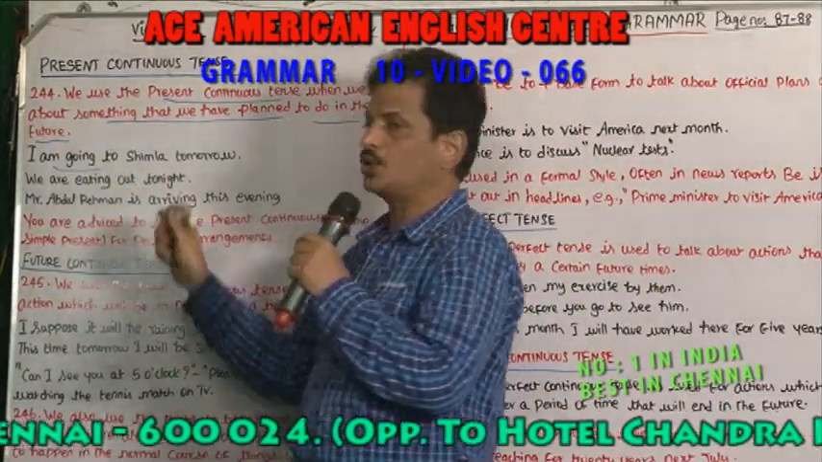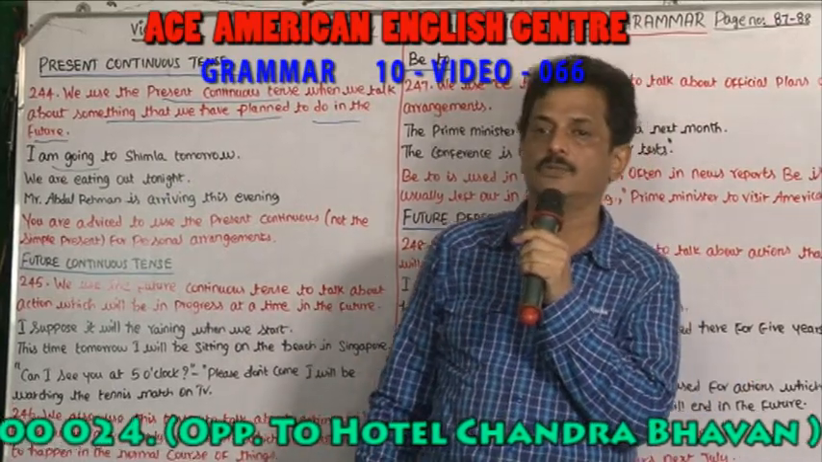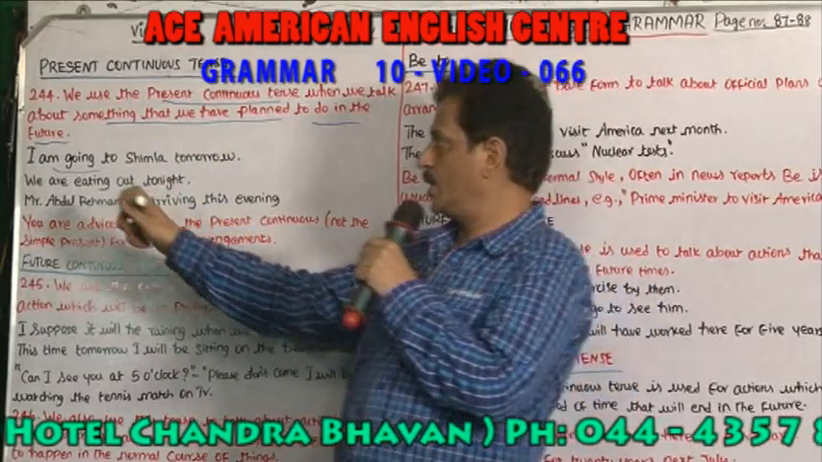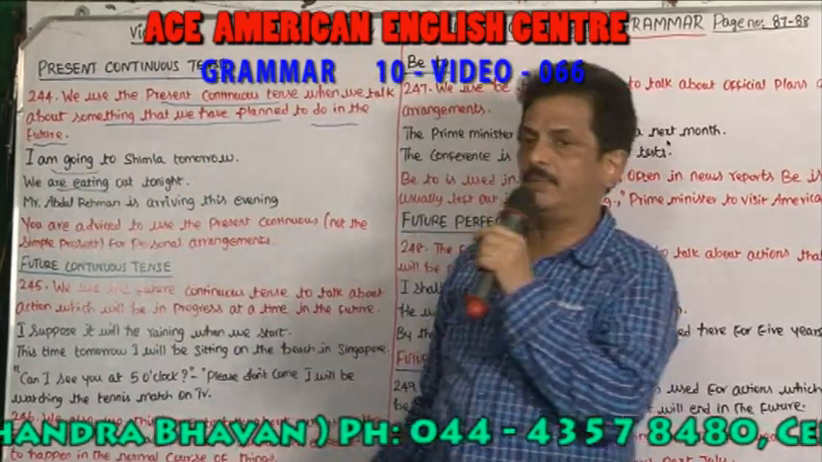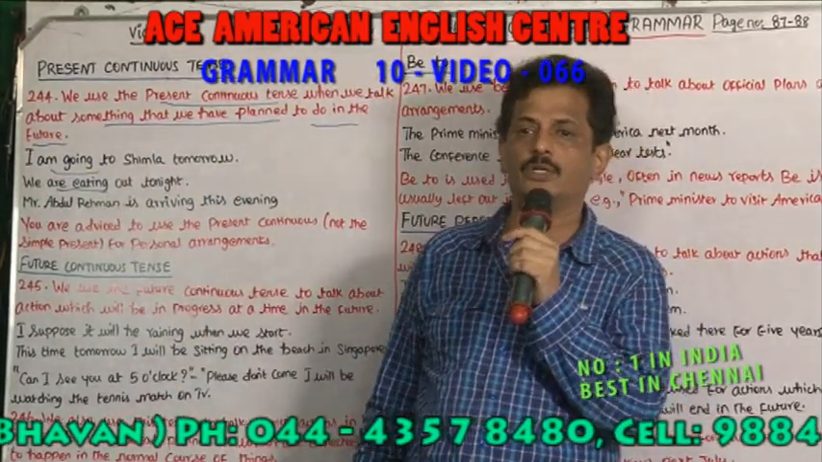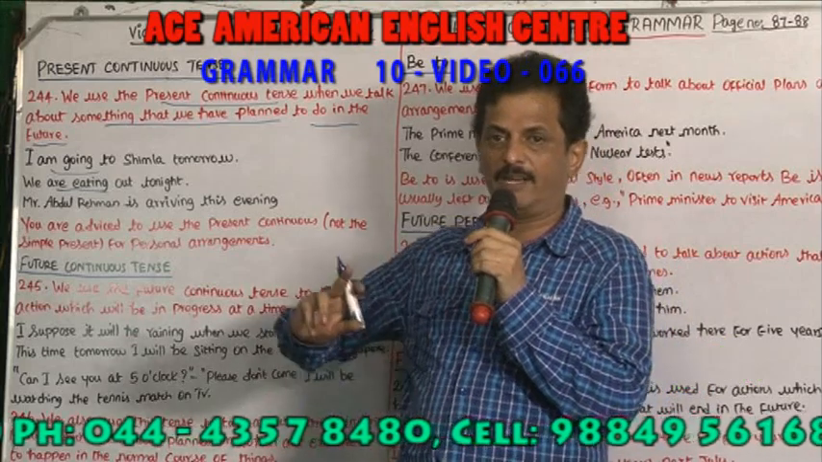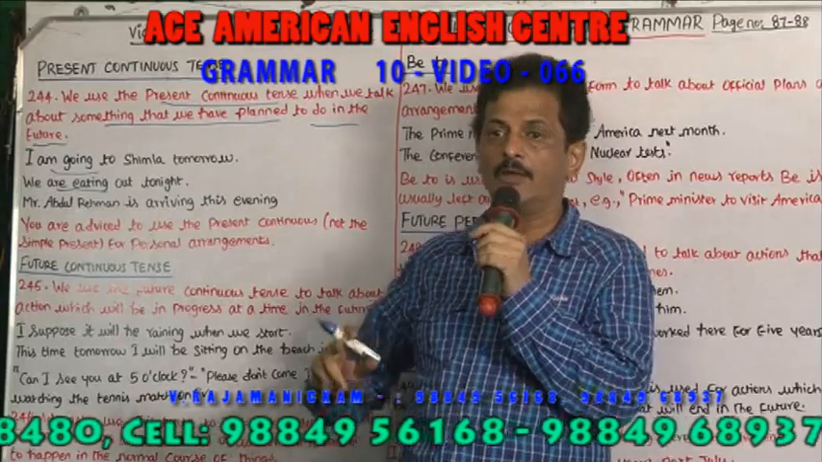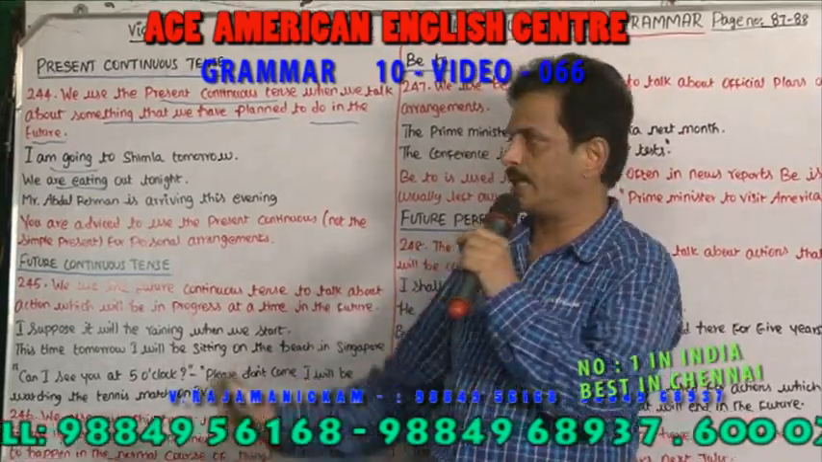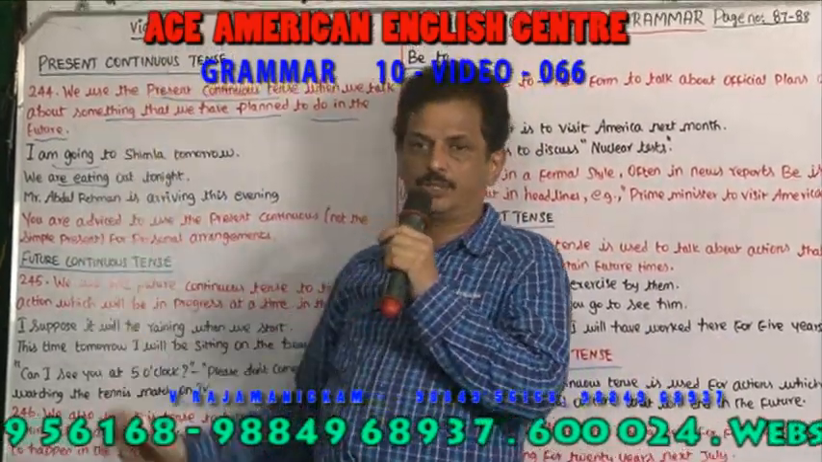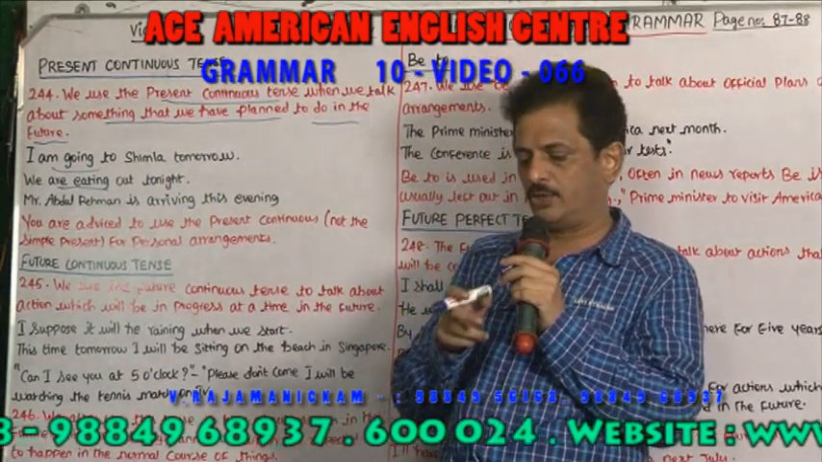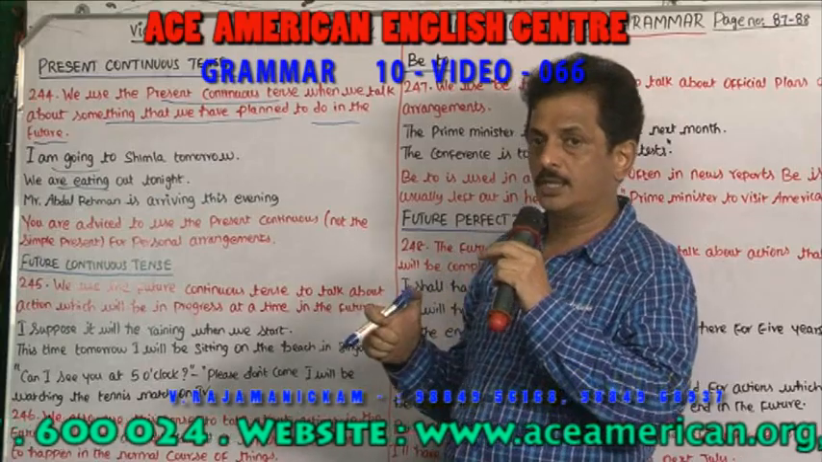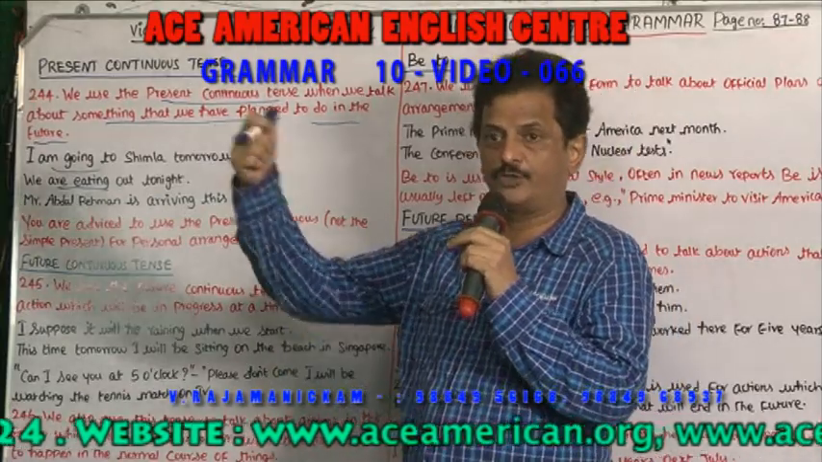We are eating out tonight. You don't say we will eat out tonight. We are going to eat tonight. We are eating out tonight. So "are eating" doesn't mean that at the time of speaking you are doing the action. But in the future, when you plan to do something, when a program is arranged, then we are using present continuous. Present continuous is used to talk about an action which is going to happen in the future, not only for the time being, in the future also.